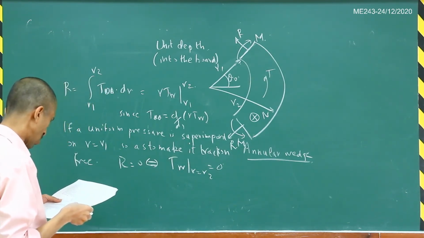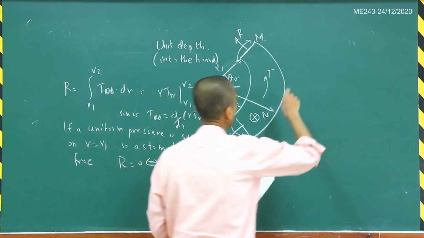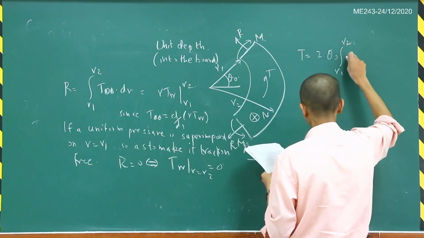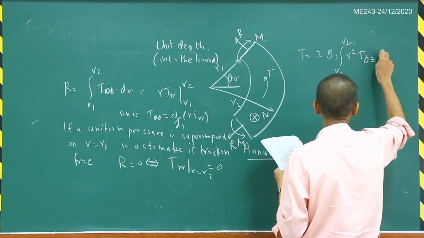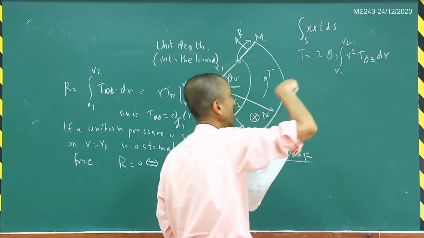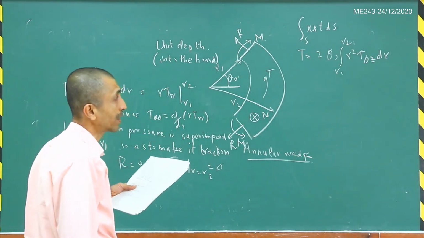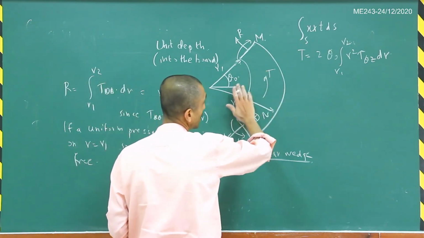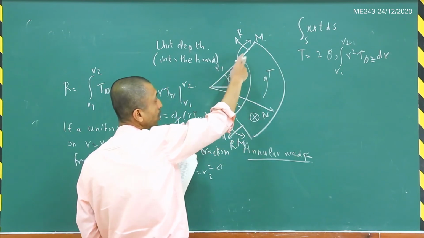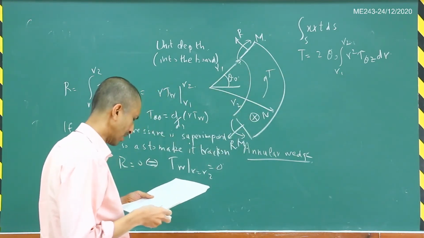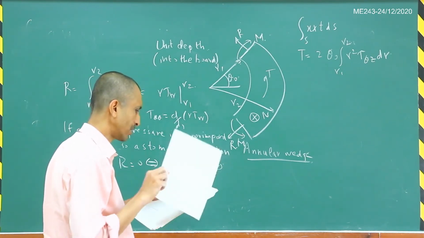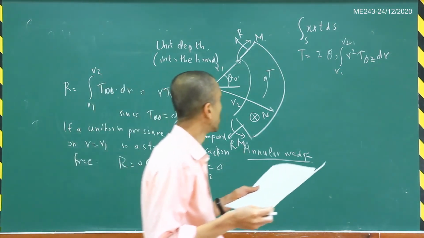Then the resultant torque acting on this surface, that is T, is equal to 2 times theta naught times the integral from R1 to R2 of R square times tau theta z times dr. All of this is obtained using x cross t ds over s. So from that you will get this particular expression here. There is an integral over theta also, because r dr d theta will be the area element. But since things are uniform with respect to theta, the 2 theta naught will come out. The theta naught is this included angle. So the integral with respect to theta will give that 2 theta naught. This is the expression for the torque.